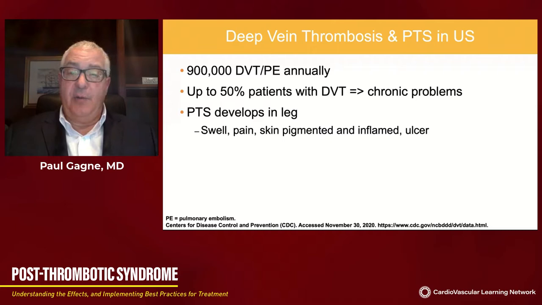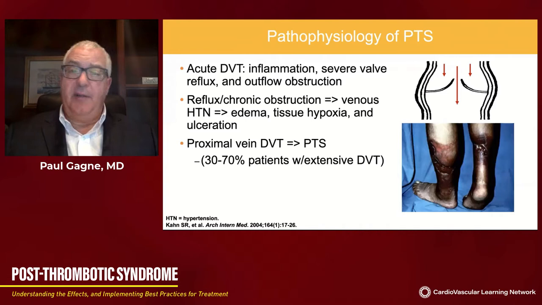Acute DVT is an inflammatory event. It can cause severe valve reflux due to sclerosis, as mentioned before, and the inflammation also causes scarring within the vein lumen that can lead to chronic outflow obstruction. This reflux and chronic obstruction leads to chronic venous hypertension, which then results for the patient in edema, tissue hypoxia, and ulceration.